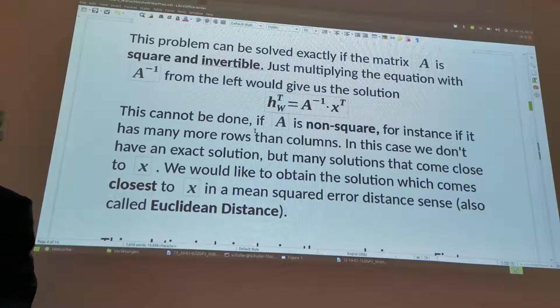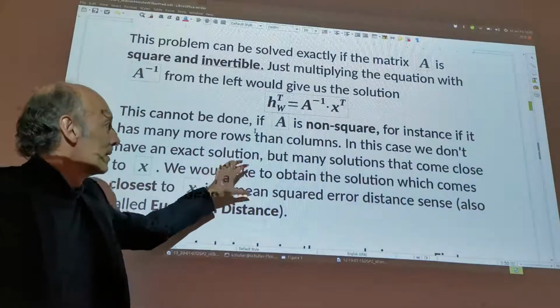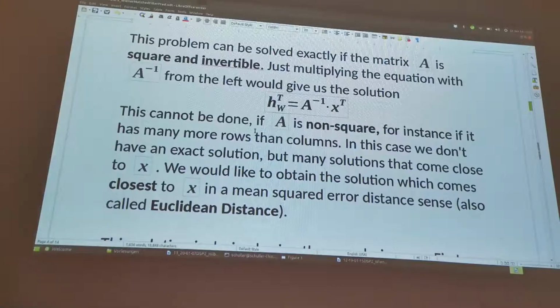Euclidean distance. Do you know why it's called Euclidean distance? It goes back to Euclid, who computed the triangle. Right? So if you have three coordinates, x, y, z, then the distance between two coordinates is x squared plus y squared plus z squared, and then you take the square root. Right? So this is basically Euclidean distance, and the Euclidean distance is the mean squared error. Makes sense?